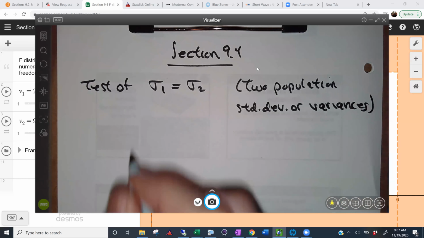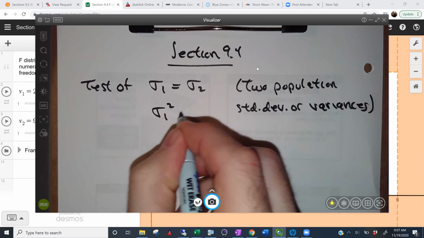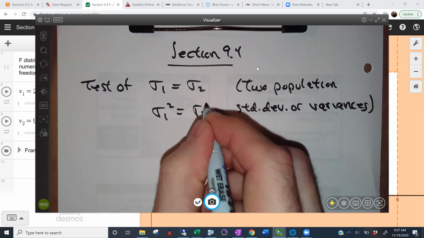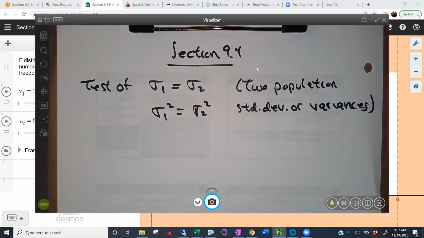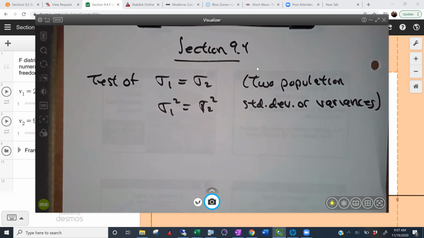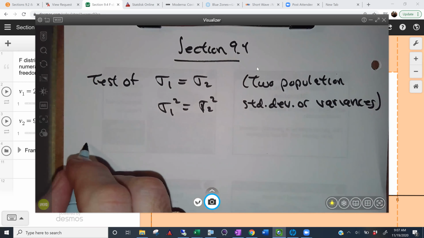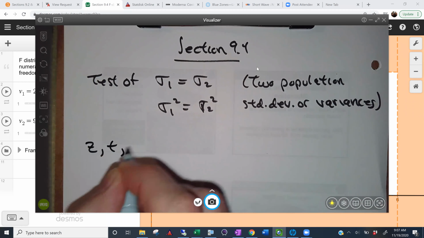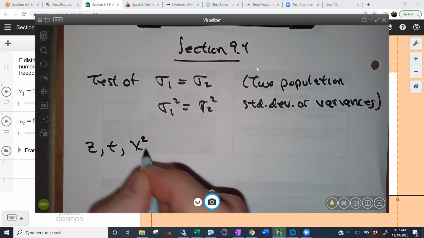So equivalently, I could also test sigma 1 squared equals sigma 2 squared. And that's going to be kind of the same thing. So to do this, we're going to need a new distribution. So far we worked with three distributions. We worked with the z distribution, the t distribution, and then the chi-square distribution.